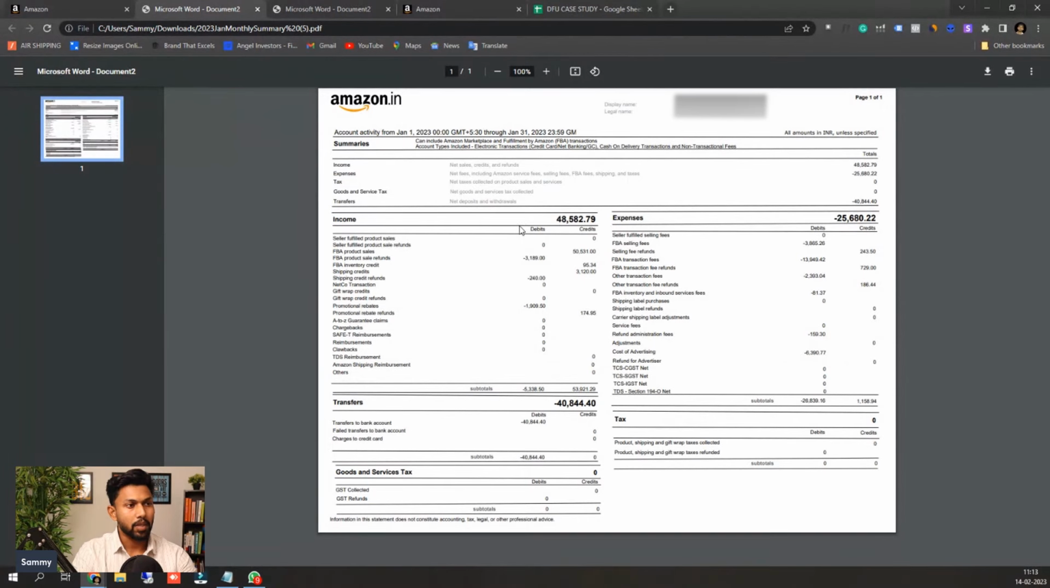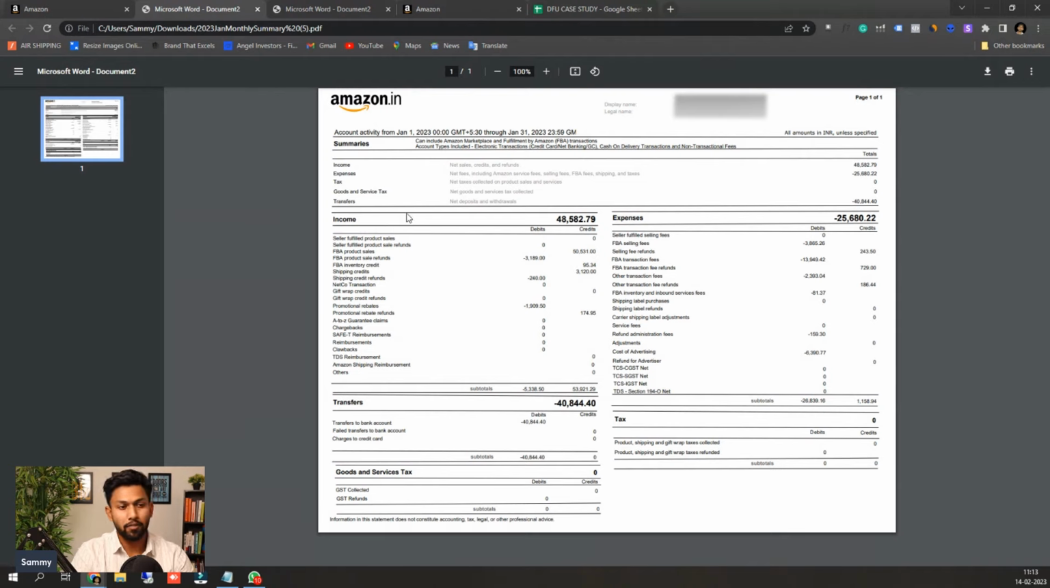So this is the summary. Here you can see all the charges incurred in this account in the expenses column, including the refund, the adjustment, the cost of advertising, refund for advertisers, everything is there. And here you can see the product cost that he has got in his account. All these things are already calculated.